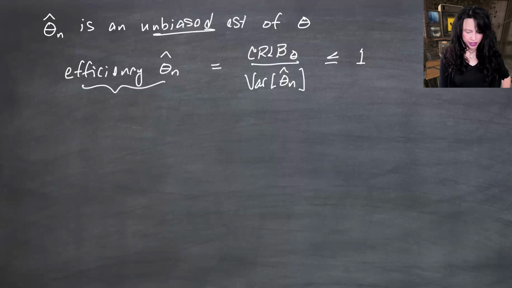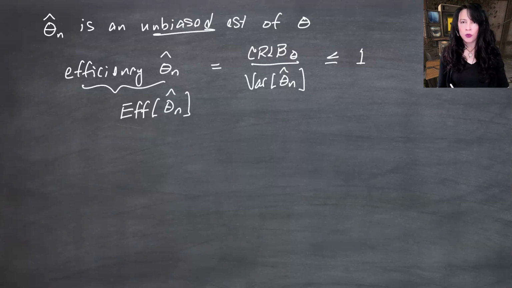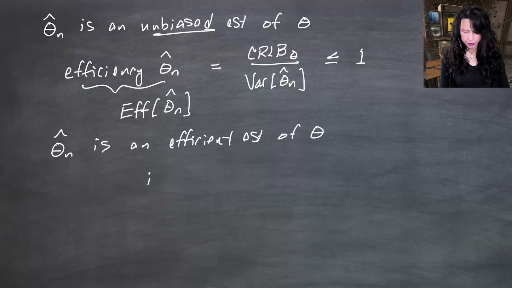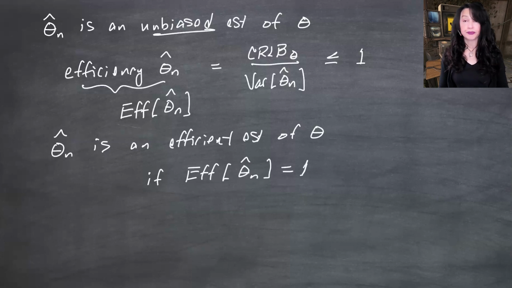I should have some notation here, but I don't really have notation for this, nor will we need it. But we also talked about asymptotic efficiency, which is property 4 that we're starting with today. Actually, before that, let me say that the estimator theta n hat is an efficient estimator of theta if this efficiency, I guess I'm sticking with this notation now, is actually equal to 1.